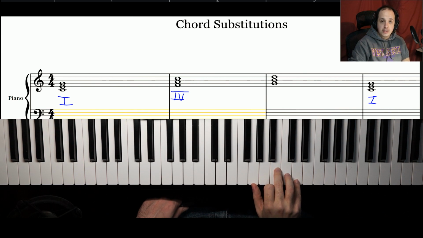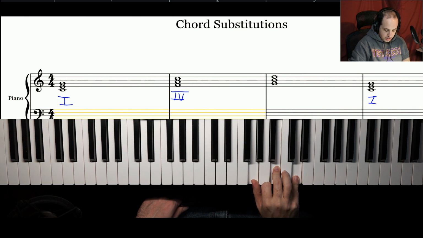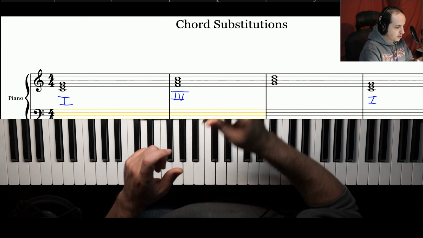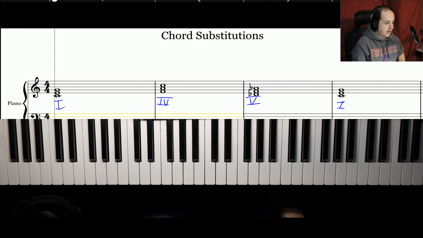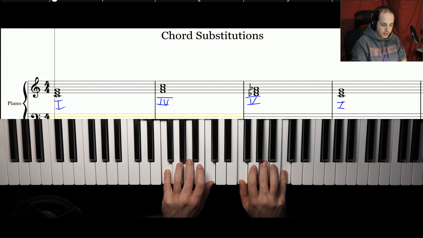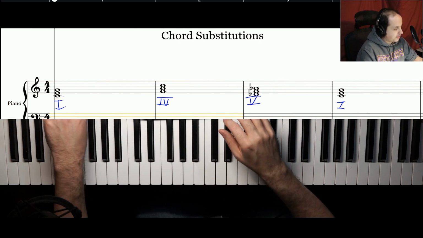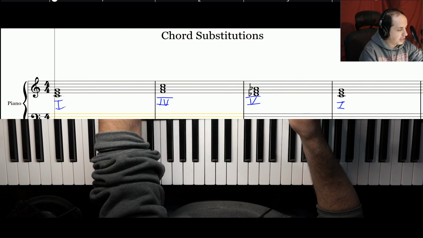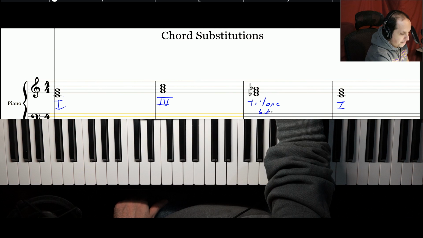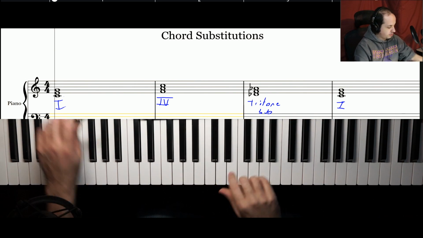So what we have now is, instead of the 5 chord, the G chord, we have a D flat major chord. So let me write that out. Now we have 1, we're going up to the 4th chord. Instead of 5, we now have our tritone substitution. So I'm just going to write tritone sub. So now we have our tritone substitution.